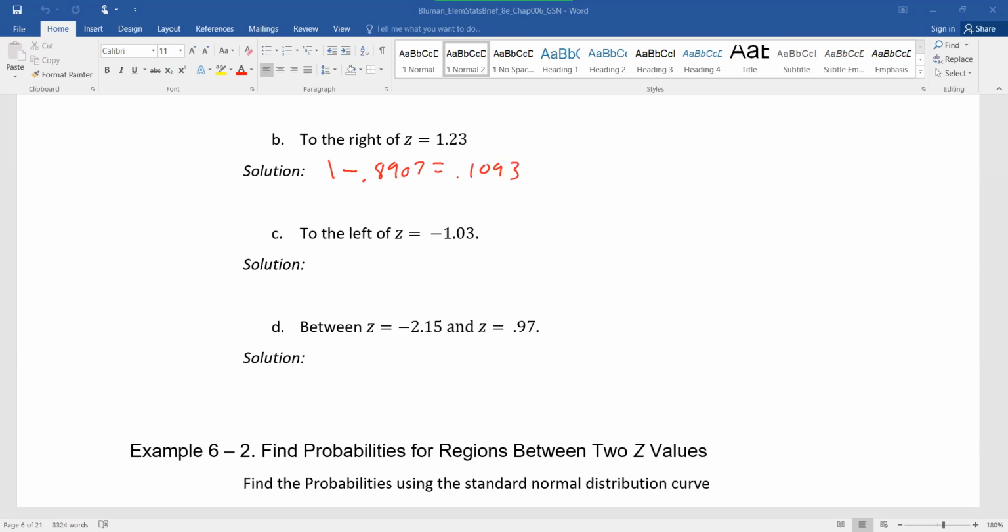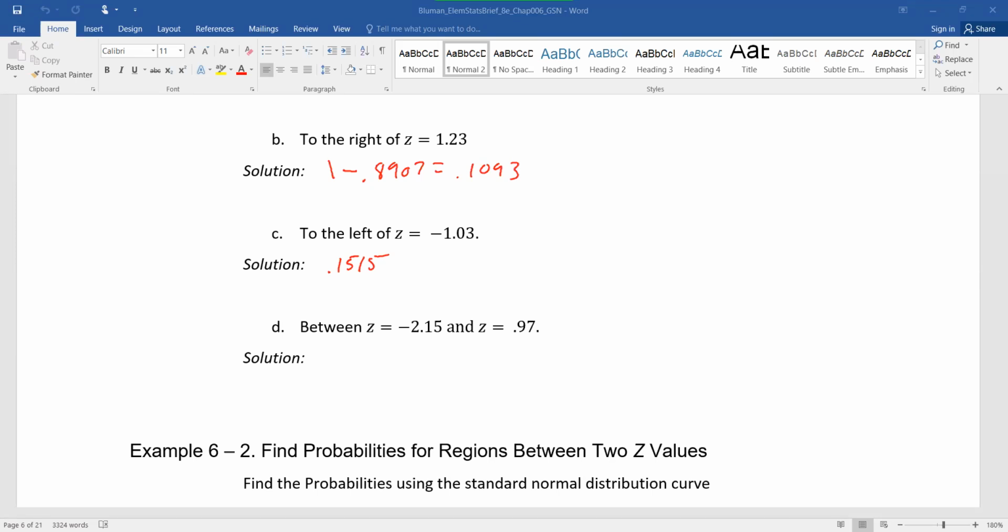If I'm looking to the left of something, when I go find this area, am I going to have to do anything with it? No. So what's the answer? 15, 15. If I'm looking between negative 2.15 and 0.97, how would I find out the area?